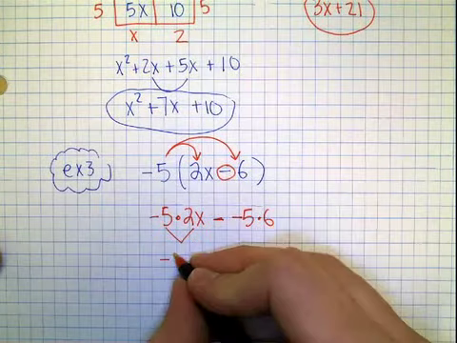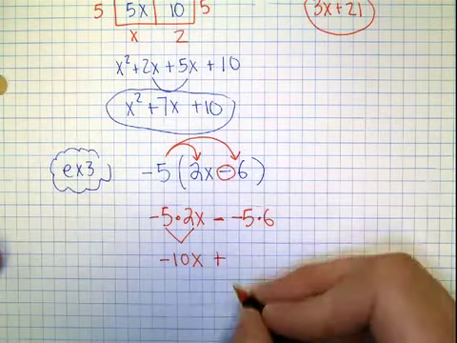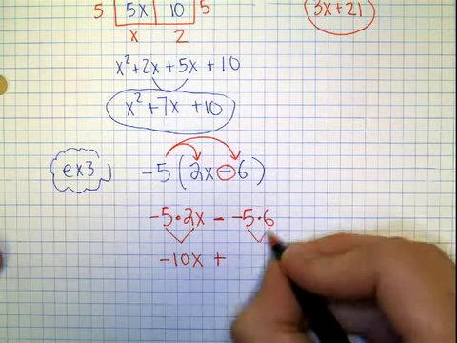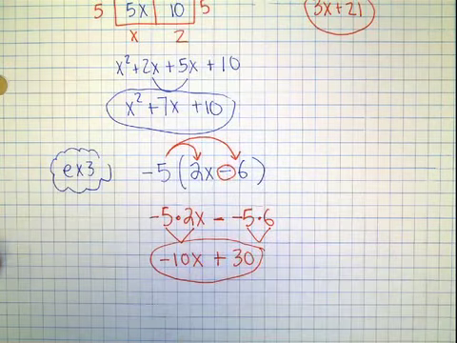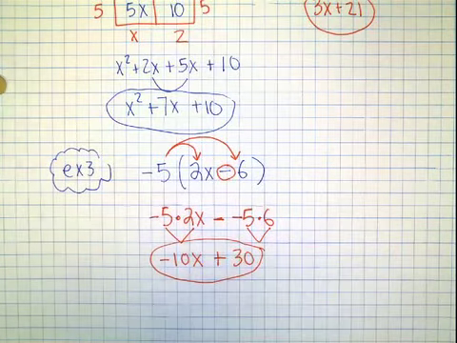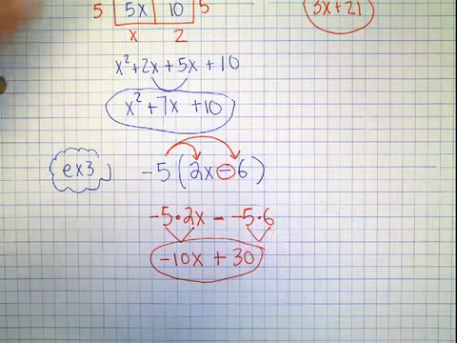5 times 2 is 10, so this is negative 10x. Two negative signs, that's going to be a plus, positive. Two negatives make a positive, and 5 times 6 is 30. So we get an answer of negative 10x plus 30. A little confusing with the double negatives. A lot of people have trouble with that.